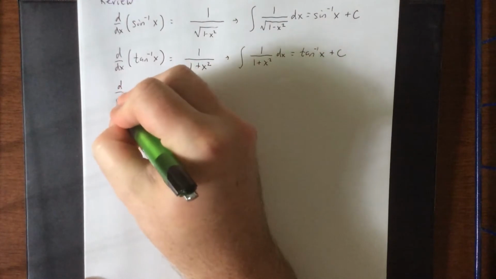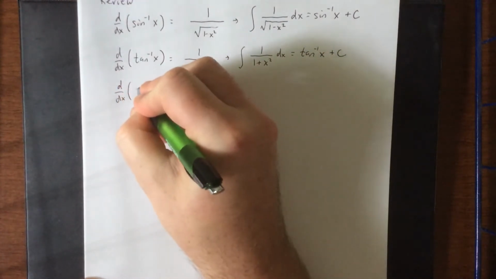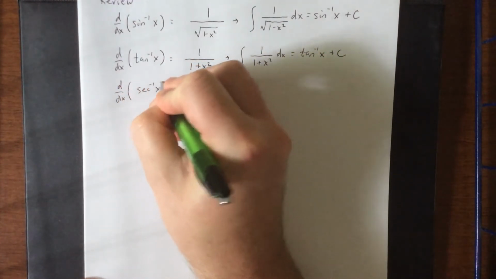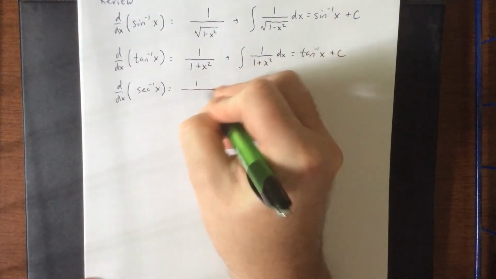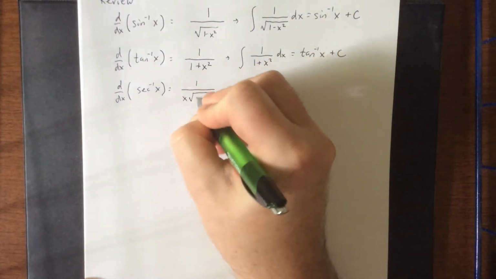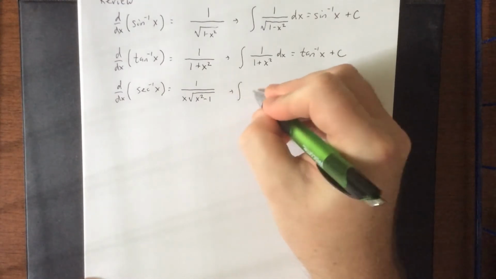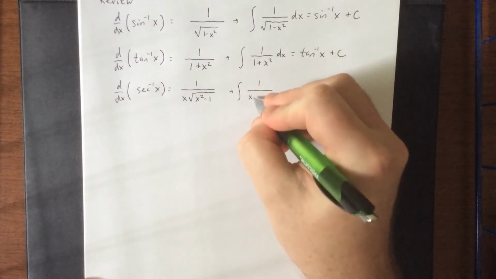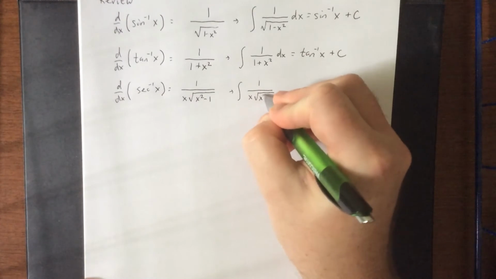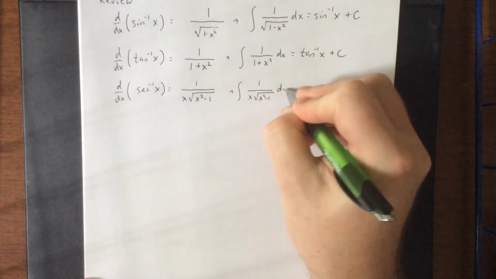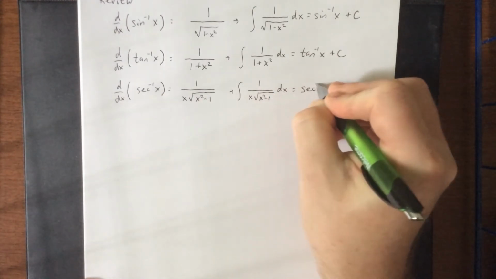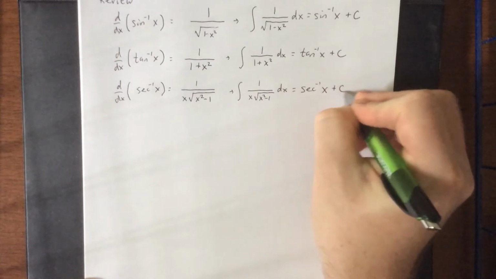And finally, if I take the derivative of the arcsecant function, this would be 1 over x times the square root of x squared minus 1, letting us know that if we were to integrate 1 over x times the square root of x squared minus 1 dx, that this would be equal to the arcsecant function plus a constant.